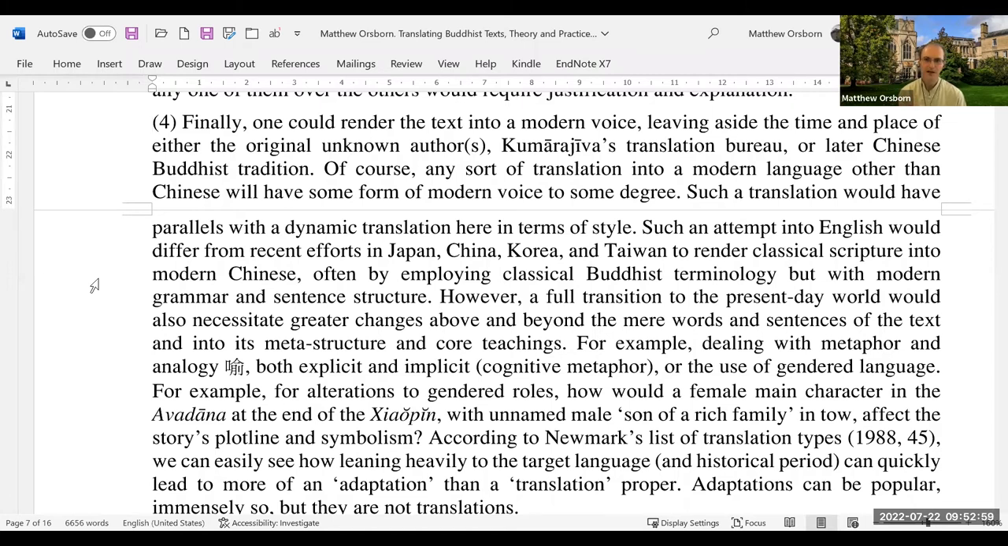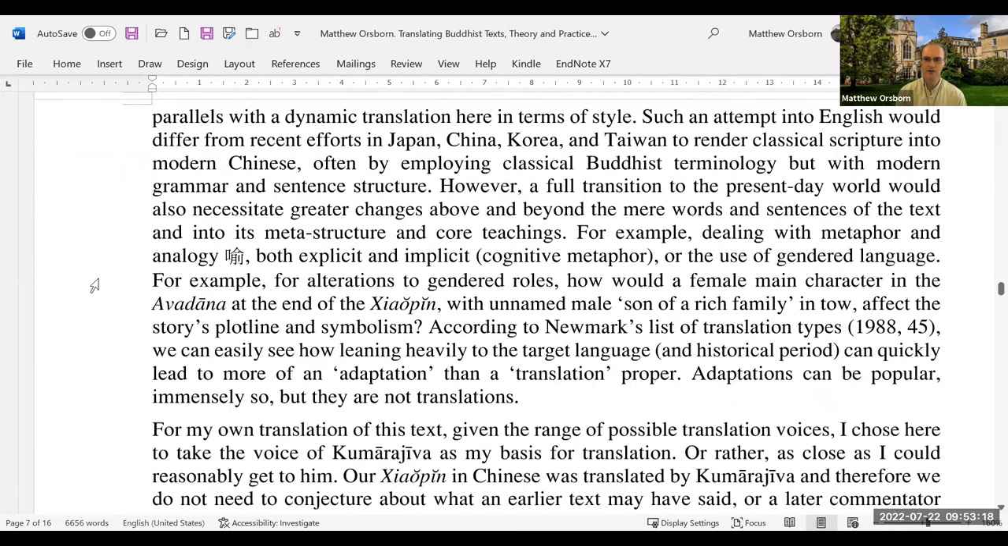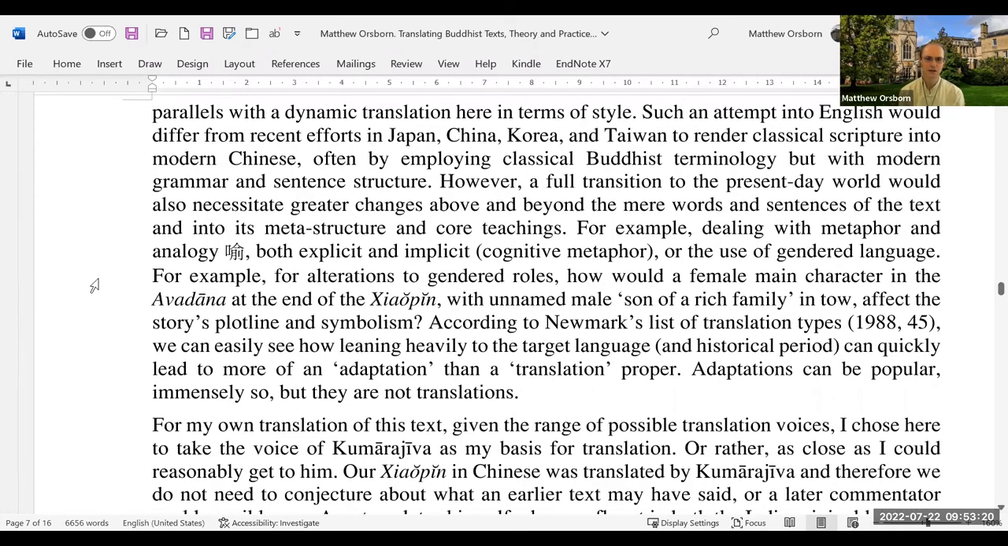terms of style. Such an attempt into English would differ from recent efforts in Japan, China, Korea, Taiwan to render classical scripture into modern Chinese, often by employing classical Buddhist terminology, but with modern grammar and sentence structure. It's not the same thing. However, a full transition to the present day world would also necessitate greater changes above and beyond the mere words and sentences of the text and into its meta structure and core teachings.